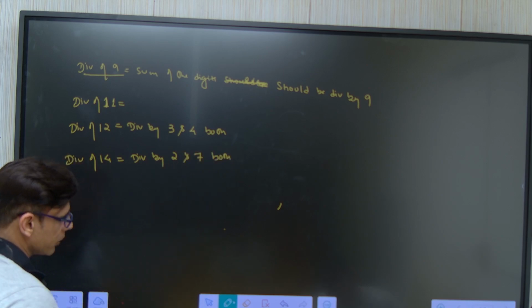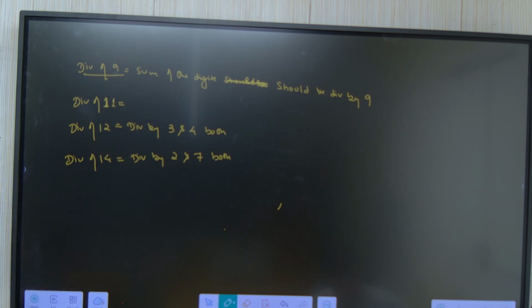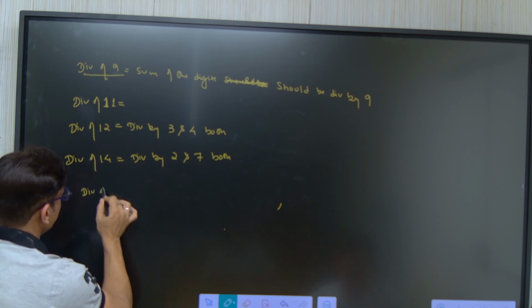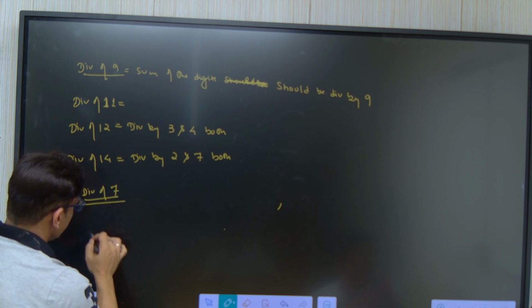Now what is divisibility of 7? Let's try to understand this. It should be divisible by 3 as well as 4. Now you know 3 and you know 4 too. Check. So if it is divisible by 3 and by 4, then it is divisible by 12. 14 is 2 and 7 both, right? So first we will understand divisibility of 7.